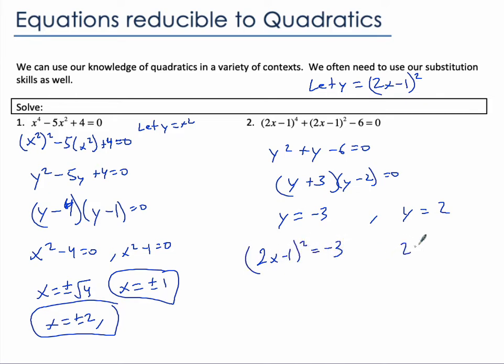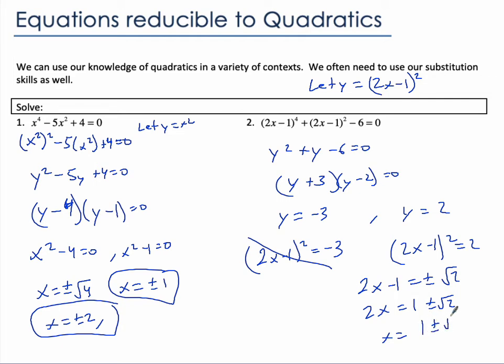Okay, we get 2x minus 1 squared equals 2. So this one's impossible. You can't square root a negative number. So let's go ahead and do this one. We have 2x minus 1 equals positive negative root 2. 2x equals 1 plus or minus root 2. So x equals 1 plus or minus root 2 over 2.